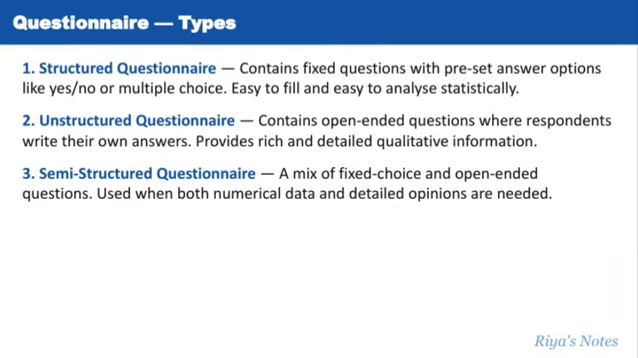Questionnaire types. 1. Structured questionnaire contains fixed questions with preset answer options like yes/no or multiple choice. Easy to fill and easy to analyze statistically. 2. Unstructured questionnaire contains open-ended questions where respondents write their own answers. Provides rich and detailed qualitative information. 3. Semi-structured questionnaire, a mix of fixed choice and open-ended questions. Used when both numerical data and detailed opinions are needed.